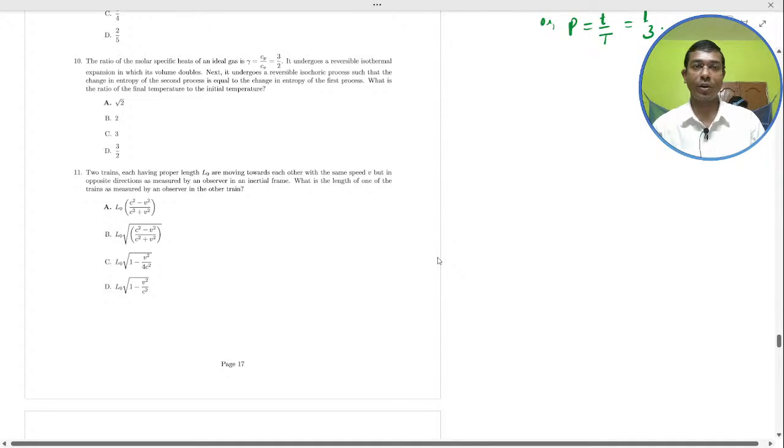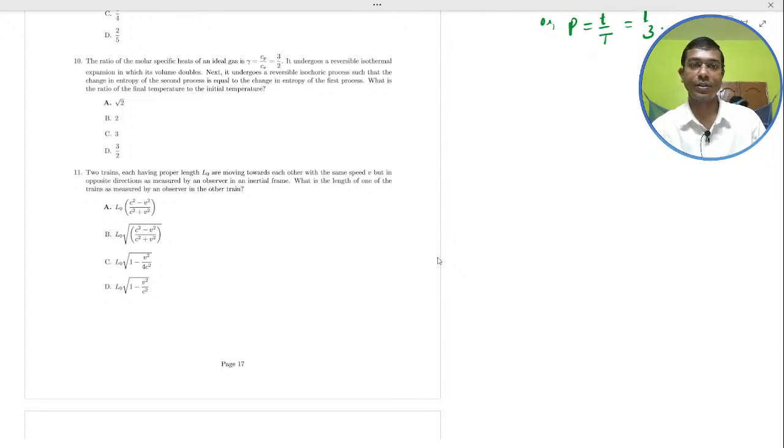The ratio of the molecular specific heats of an ideal gas, gamma equal to Cp by Cv, is 3/2. It undergoes a reversible isothermal expansion in which its volume doubles. Next, it undergoes a reversible isochoric process such that the change of entropy of the second process is equal to the change in entropy in the first process. What is the ratio of the final temperature to the initial temperature?